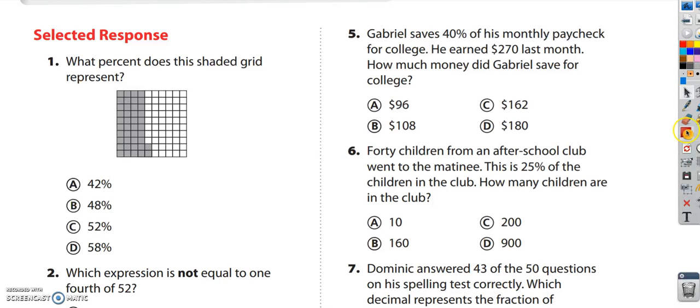Number 1 reads, what percent does this shaded grid represent? Simply what I do here is I know that percent means out of 100. And this is a 10 by 10 grid, which means there's 100 squares. So simply put how many shades or what the percent will be. So that's 10, 20, 30, 40. 42 are shaded. 42 out of 100 would be a 42%. Let's move on.